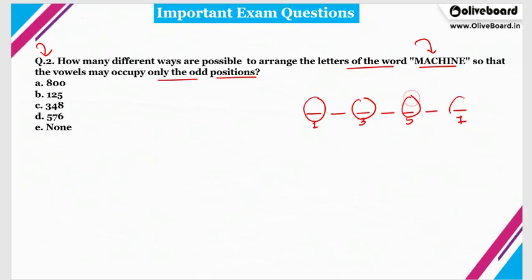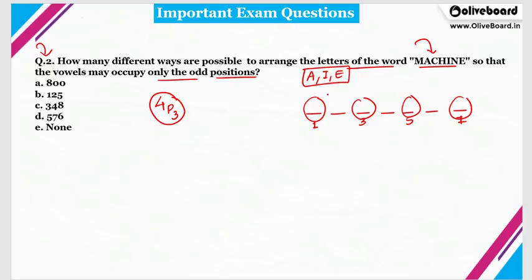Okay, and if I count the number of vowels, the vowels are what? A, I and E. Okay, so vowels basically are 3, and we have 4 positions for the arrangement of vowels. So I can directly use permutation since there are 4 chairs and 3 persons need to be seated. So I can say that the total number of ways in which these 3 vowels can be seated in these 4 odd places will be what? 4P3. Okay, this is the total number of ways in which vowels can go in these 4 seats.